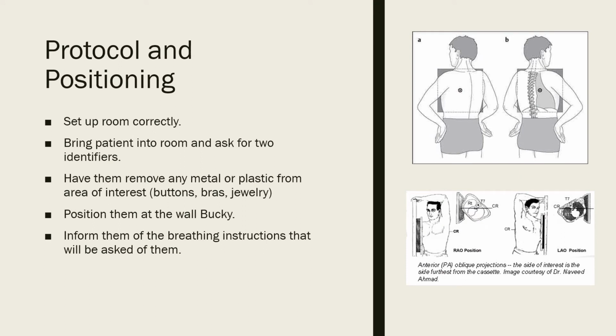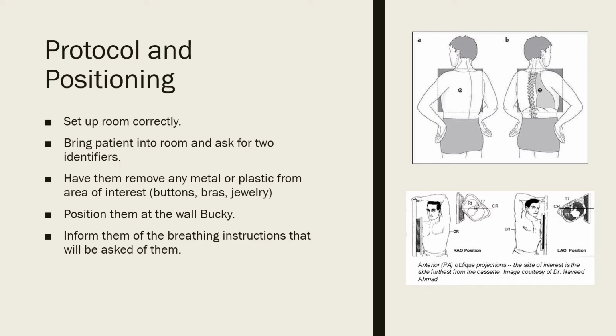When you receive an order for an oblique rib exam, you must first set up your room. Your image receptor should be 14 by 17 inches and placed lengthwise in the bucky. You will then move the tube back to 72 inches in order to minimize magnification. After the room is set up, you will then go to receive your patient.